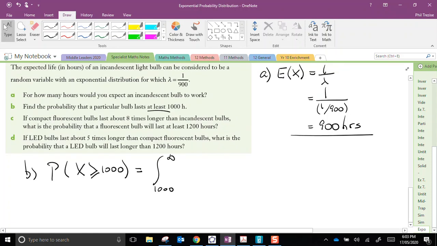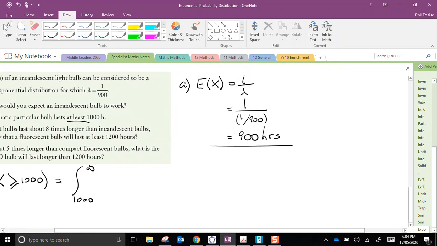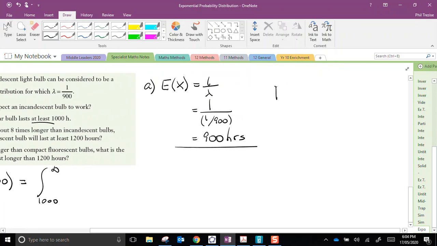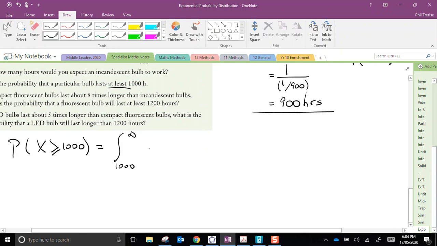And our probability function, remember, is defined as, where can I write this? Let's go across here. Remember our probability function that x equals a certain x is equal to lambda e to the negative lambda x. That was our function. So we would have 1 over 900 e to the power of negative 1 over 900 by x, and because we're taking an integral we need dx.